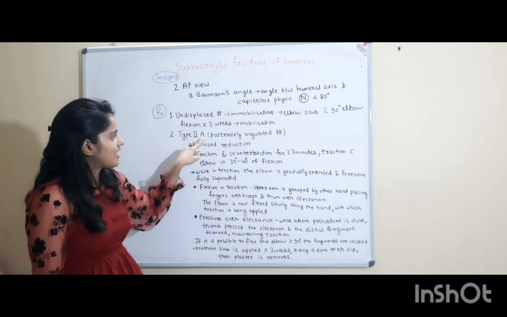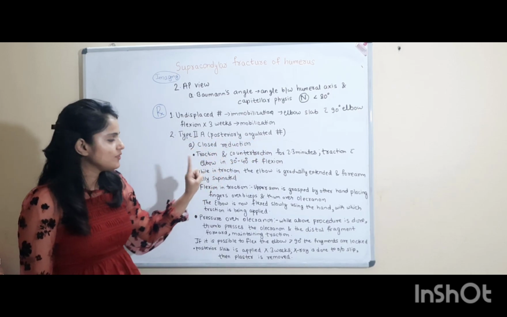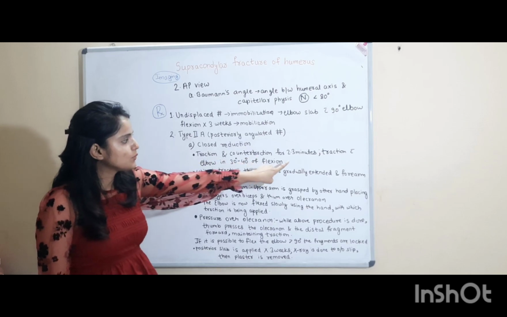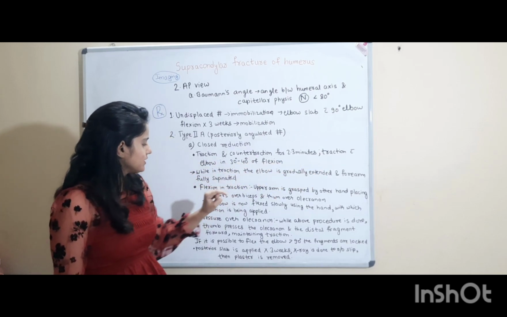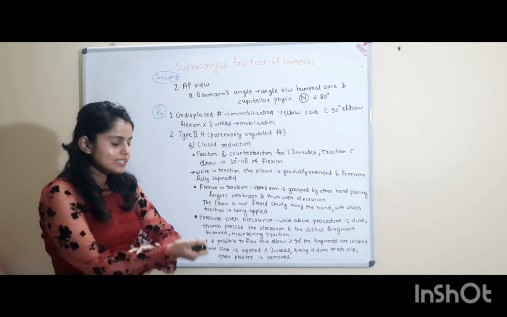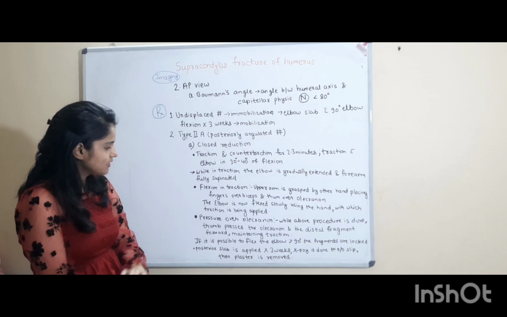In type 2A fracture, which is posteriorly angulated fracture, closed reduction is performed with traction and counter traction for 2 to 3 minutes, traction with elbow in 30 to 40 degrees of flexion. While in traction, the elbow is gradually extended and forearm is fully supinated.